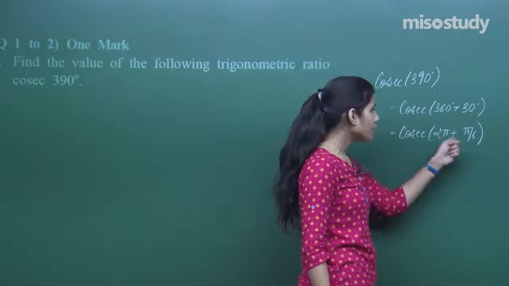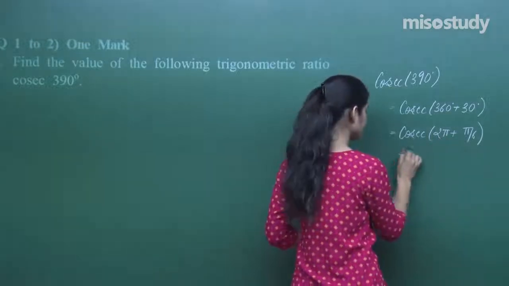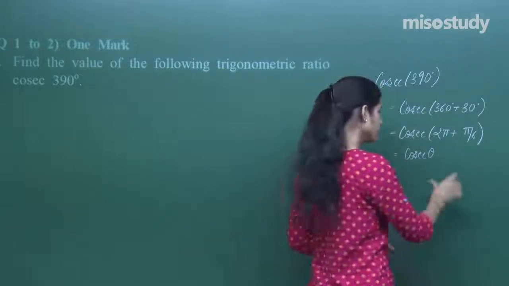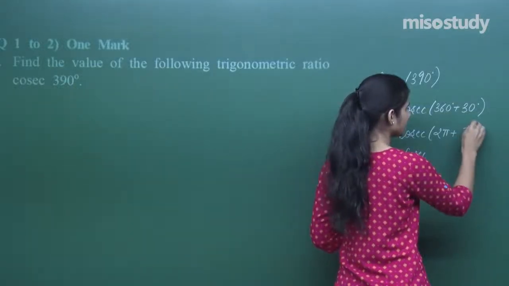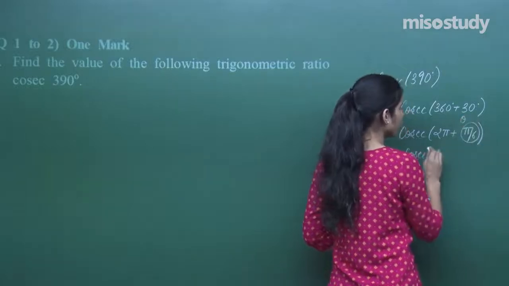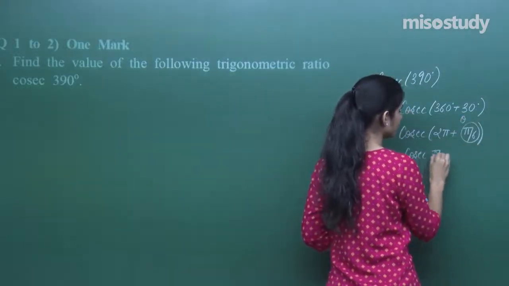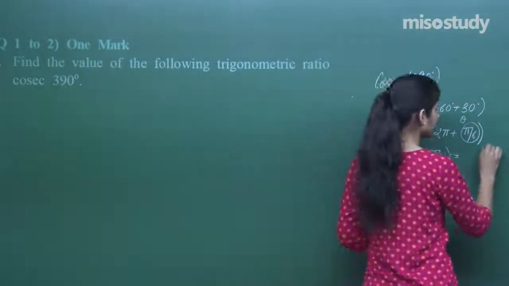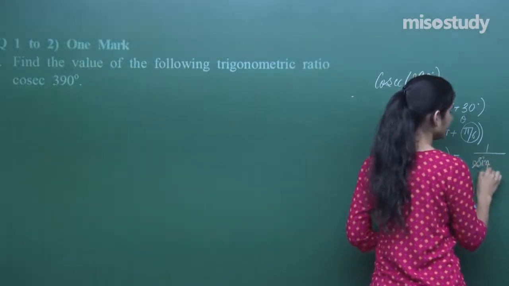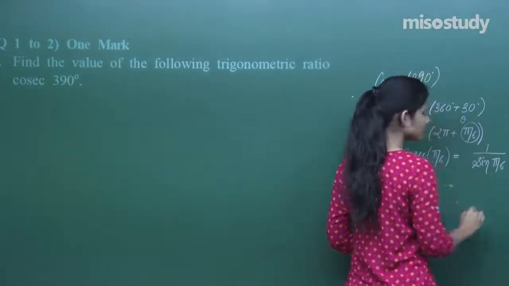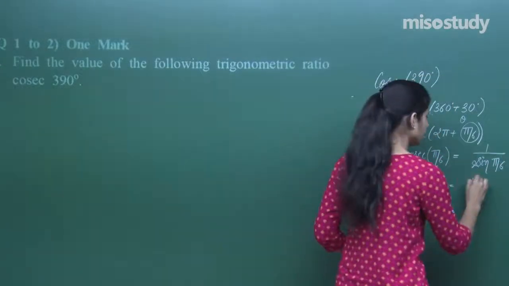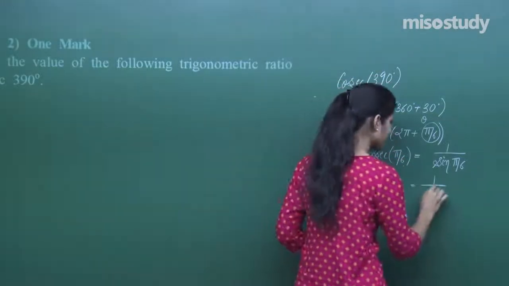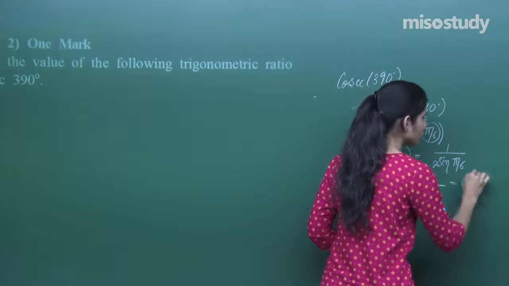I know cosec 2 pi plus theta is cosec theta, isn't it? If this is my theta, cosec 2 pi plus theta is cosec theta, right? Which is nothing but 1 upon sine theta. Cosec and sine are reciprocals actually. What is sine pi by 6, that is sine 30? It is 1 by 2, and so you get 2 as your answer.